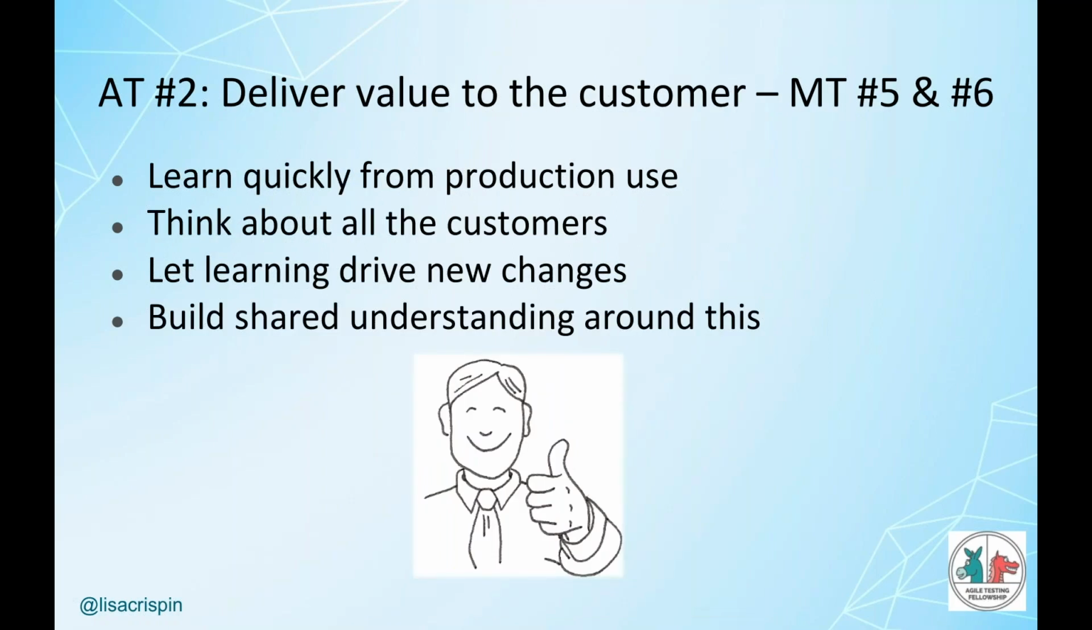So agile testing, the second principle is delivering value to the customer, and that supports the idea from modern testing, principle 5, that the customer judges the product's level of quality. And today's technology means we can quickly learn what customers think of the product by looking at how they're using it in production. And we also have to remember that most products have more than one customer or user persona or role. And also a lot of us have both internal and external customers that we need to satisfy.